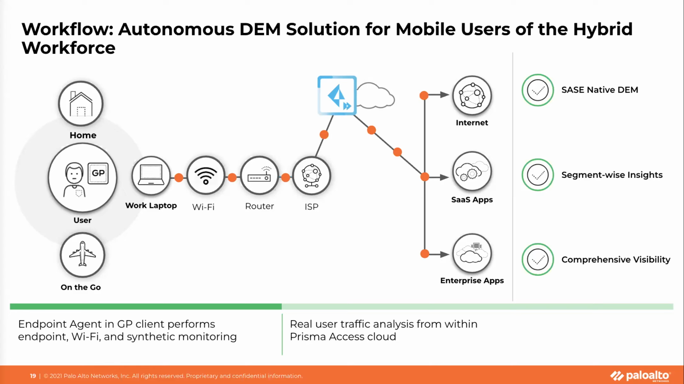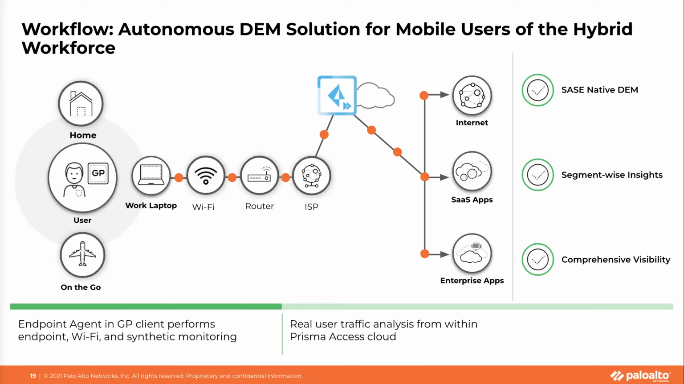The SASE native DEM does not require any additional appliances or agents to be deployed. We have integrated this technology into the GlobalProtect agent and into the Prisma Access Cloud. It provides comprehensive visibility across endpoints, WAN, the cloud, and the apps. And the most important thing is the segment-wise insights. You can observe every point in the service delivery chain and get insights that pinpoint the root cause of digital experience problems and simplify the remediation.